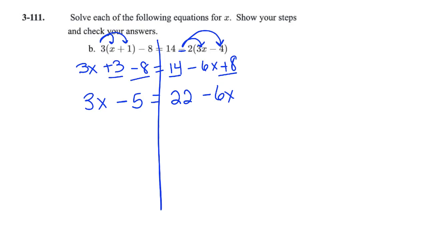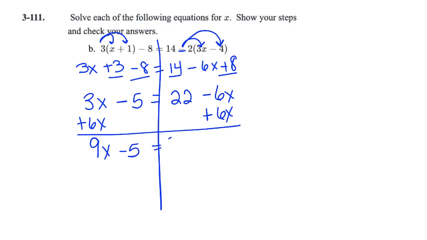Now, like I said, at this point, I like to move my smallest x next. So I'm going to undo that minus 6x. I'm going to plus 6x on both sides. Minus 6x plus 6x, that cancels out. I want to get rid of everything that's on the x side. I'm going to undo that minus 5. That cancels out.